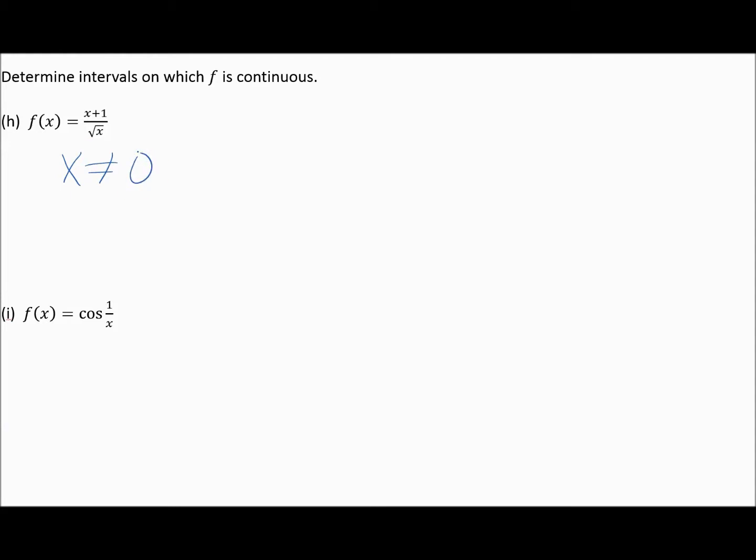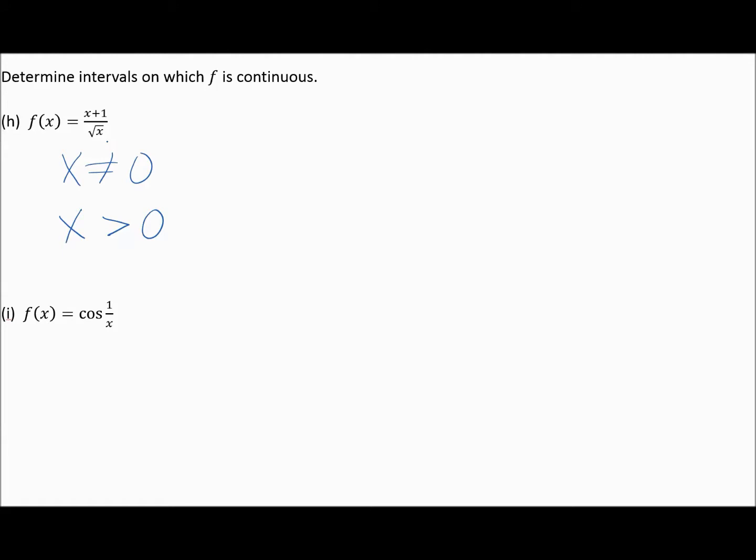Why? Because it would make the denominator 0. But it's got one more offender, right? X has to be also greater than 0. Why in the world? Because you can't take the square root of negative numbers and get a real answer anyway. And we're searching for real answers when you're dealing in calculus.